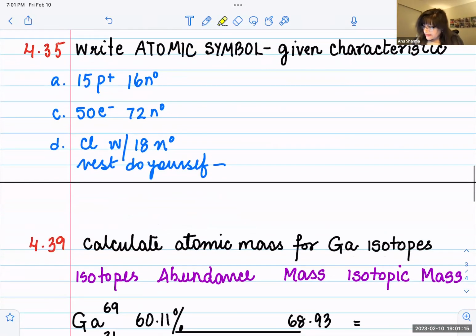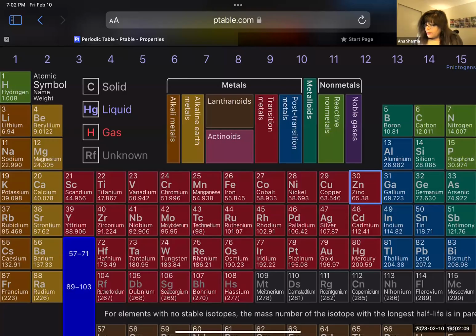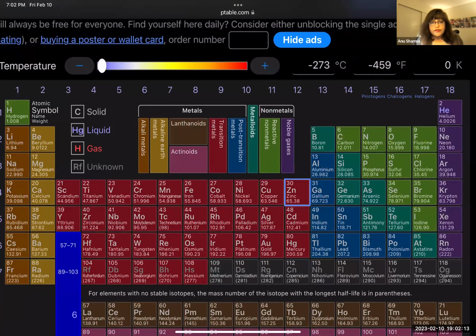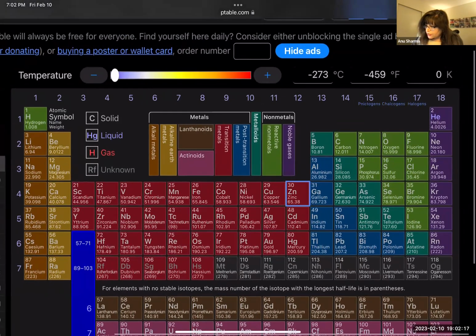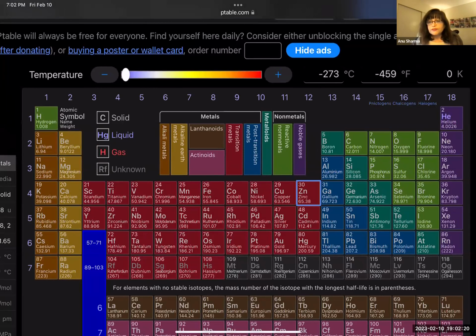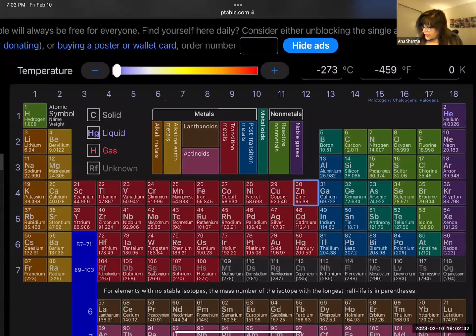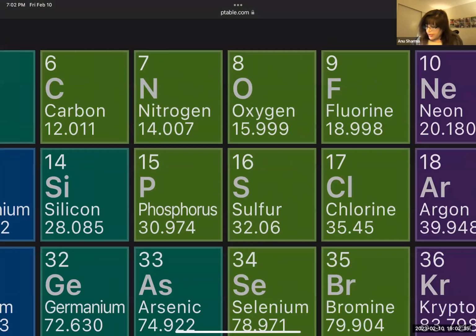Okay, so next is to write the atomic symbol if you are given the characteristics. Here again, you're going to be using the periodic table. Let me open the periodic table. We are now looking at 15 protons and 16 neutrons. Remember that in the periodic table, this information is about the protons. Obviously, you have to subtract the mass number and the atomic number to get the neutrons. So the question is, which element has 15 protons? 15 is the atomic number, and that is phosphorus.